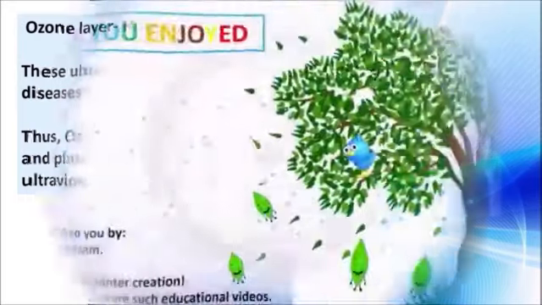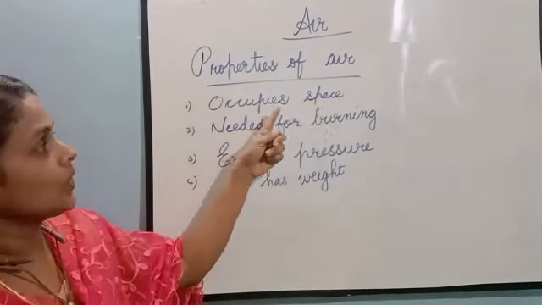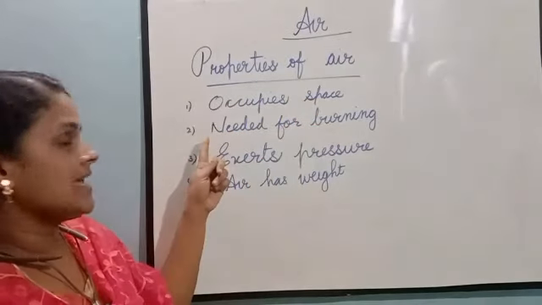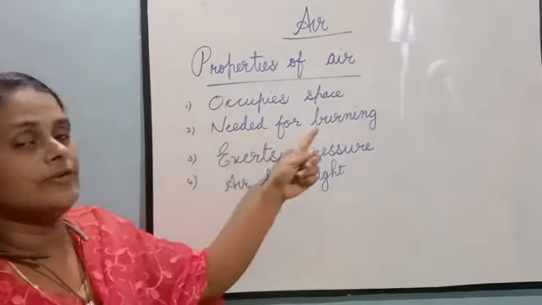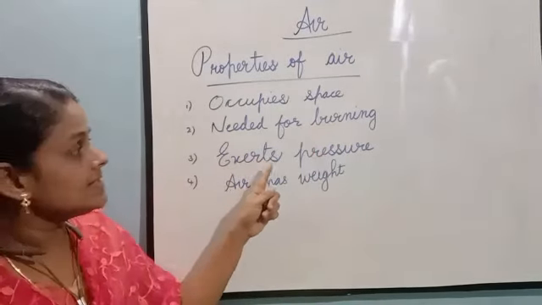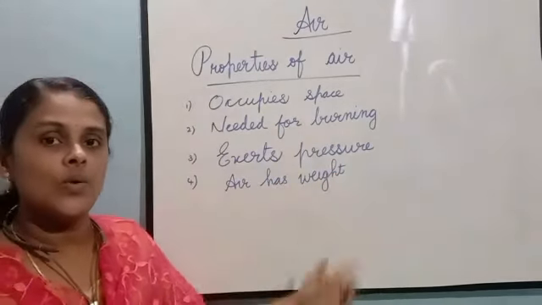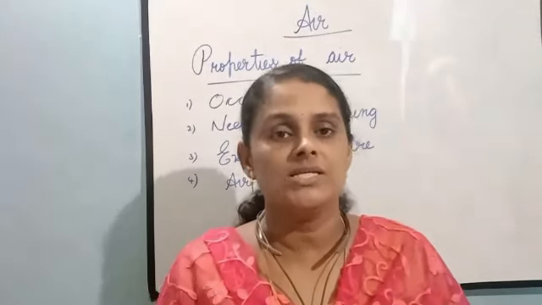Now let us see the properties of air. The first property, air occupies space. The second property, air is needed for burning. Third property, air exerts pressure. Fourth property, air has weight. Anemometer measures the speed of the wind.